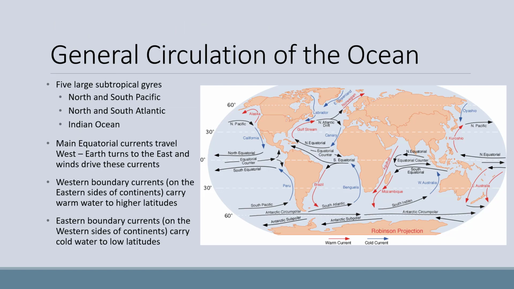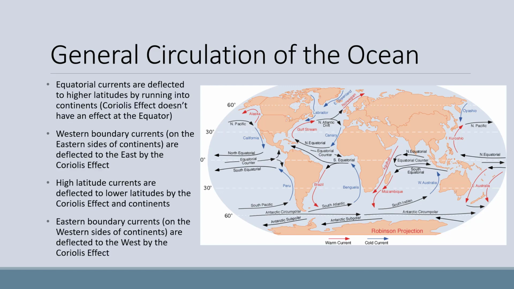There are 5 large subtropical gyres, the large circular current systems you see in each ocean basin. The North and South Pacific gyres, the North and South Atlantic gyres, and the Indian Ocean gyre. The main equatorial currents travel west. Earth turns to the east and winds drive these currents westward. The western boundary currents, which are on the eastern sides of continents, carry warm water to higher latitudes. Then the eastern boundary currents, which are on the western sides of continents, carry cold water to lower latitudes.